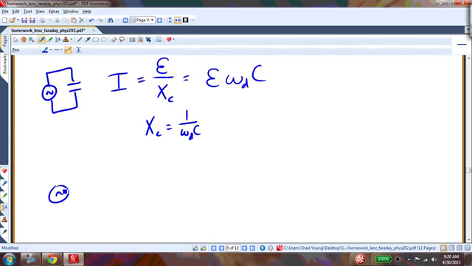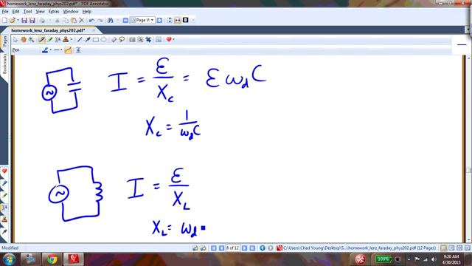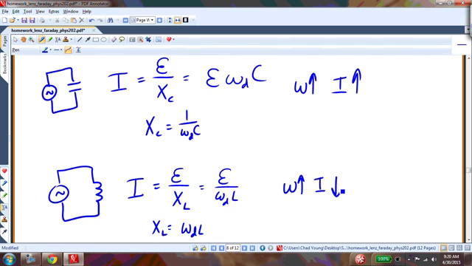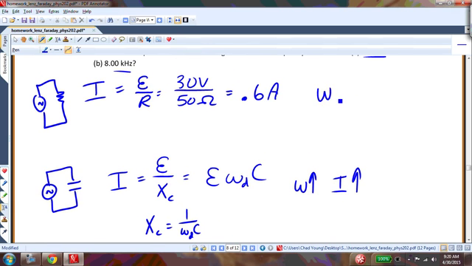And similarly, if I had a circuit that had an inductor like this, the current here is equal to the EMF divided by the inductive reactance, XL, but XL is equal to omega d L. So this is equal to the EMF divided by omega d L. So if omega increases, this current will go up. When omega increases here, this current goes up, and I misspoke before. When omega increases here, this current goes down, and with the resistor, when omega increases, this current remains the same. It's unaffected by the frequency of your EMF generator.